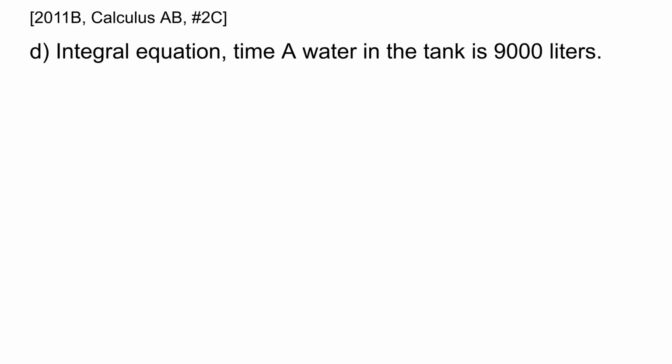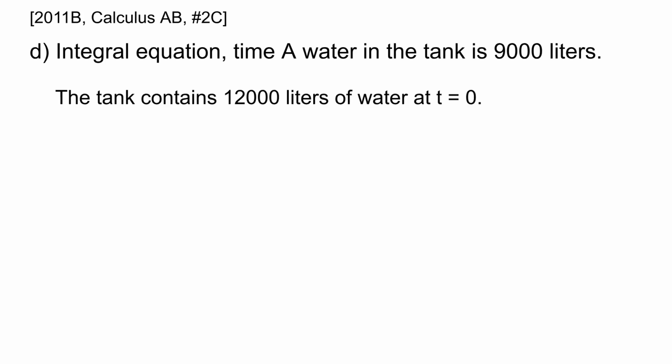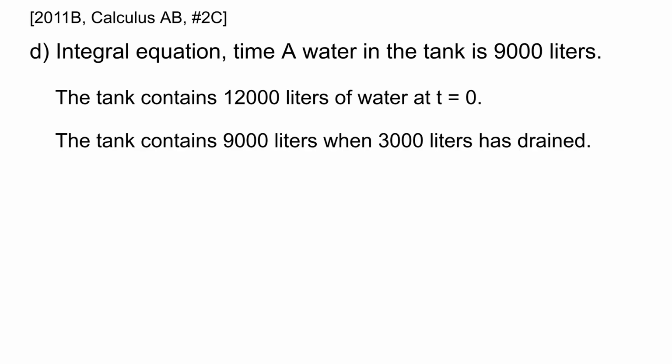In part D of this question, we are asked to write an integral equation that can be used to find the time A at which the amount of water in the tank is 9,000 liters. We are given in the question stem that the tank contains 12,000 liters of water at t equals 0. And by doing a little bit of basic math, we can determine that the tank will contain 9,000 liters when 3,000 liters have drained.